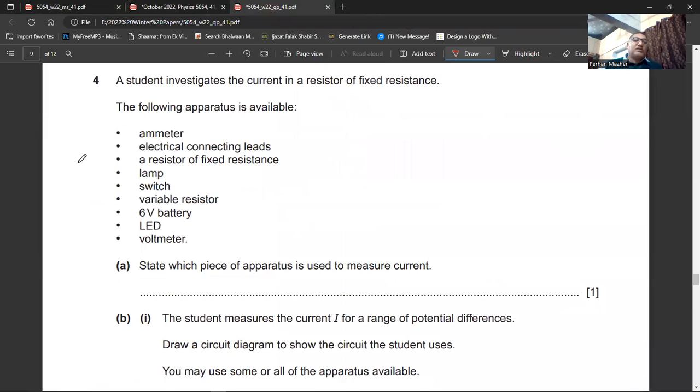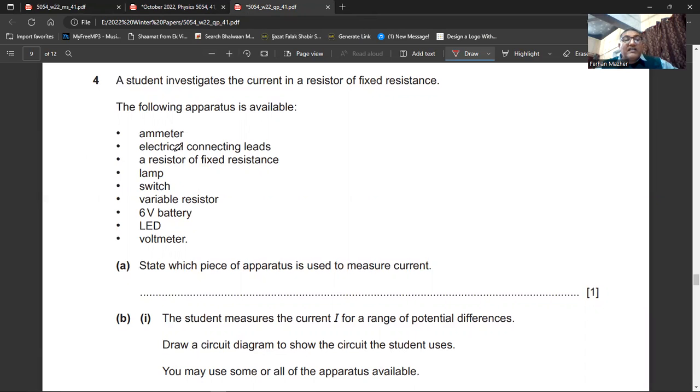He says, a student, that's question number 4. A student investigates the current in a resistor of fixed resistance. The following apparatus is available: ammeter, electrical connecting leads, a resistor of fixed resistance, lamp, switch, variable resistor, 6-volt battery, LED, and voltmeter. State which piece of apparatus is used to measure current.